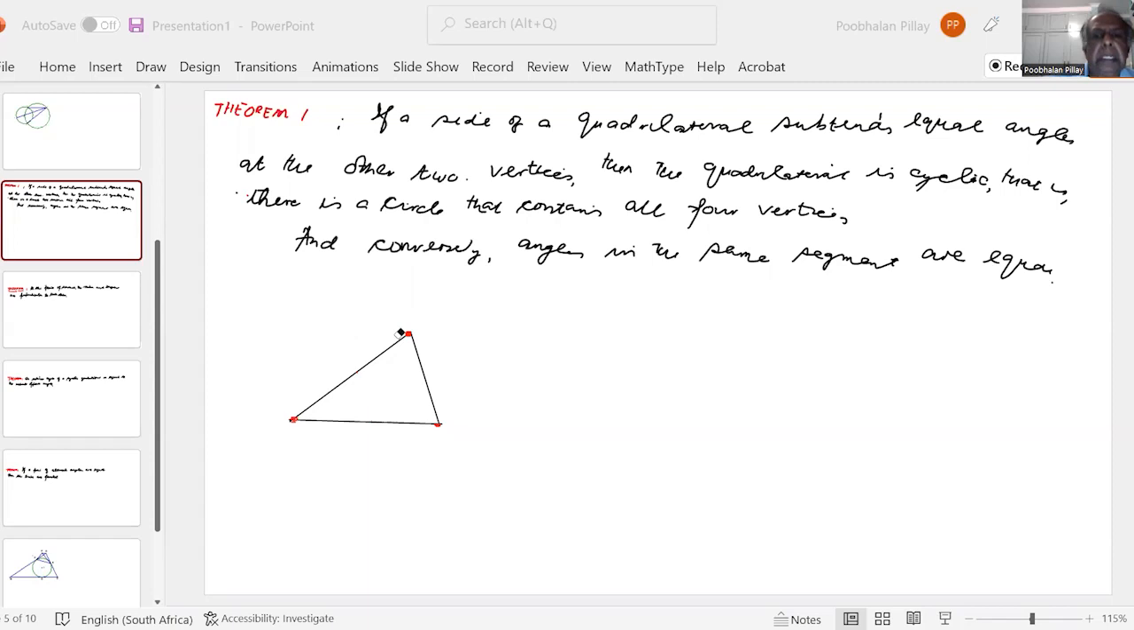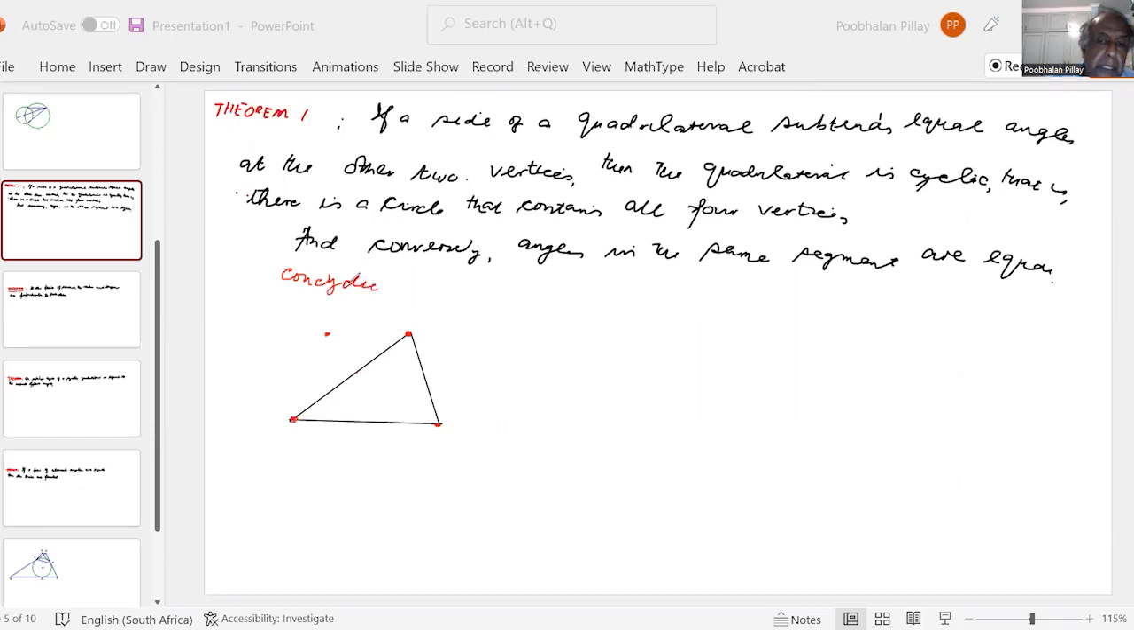But if that 4th point lies on that circle, then that means there is a circle that goes through those 4 points. If that 4th point, when you draw the circle, actually lies on the circle, then you say that the 4 points are concyclic. You use the word concyclic. 4 points need not be concyclic.